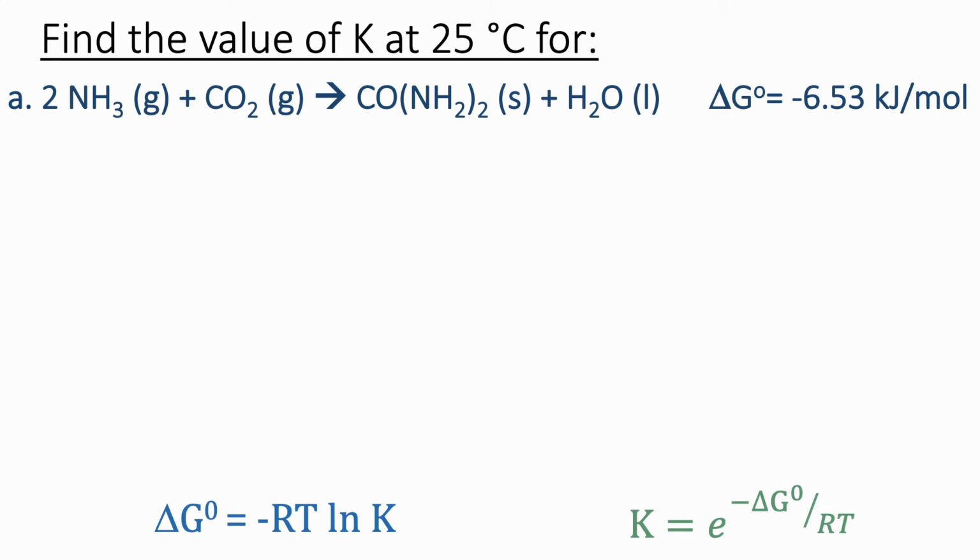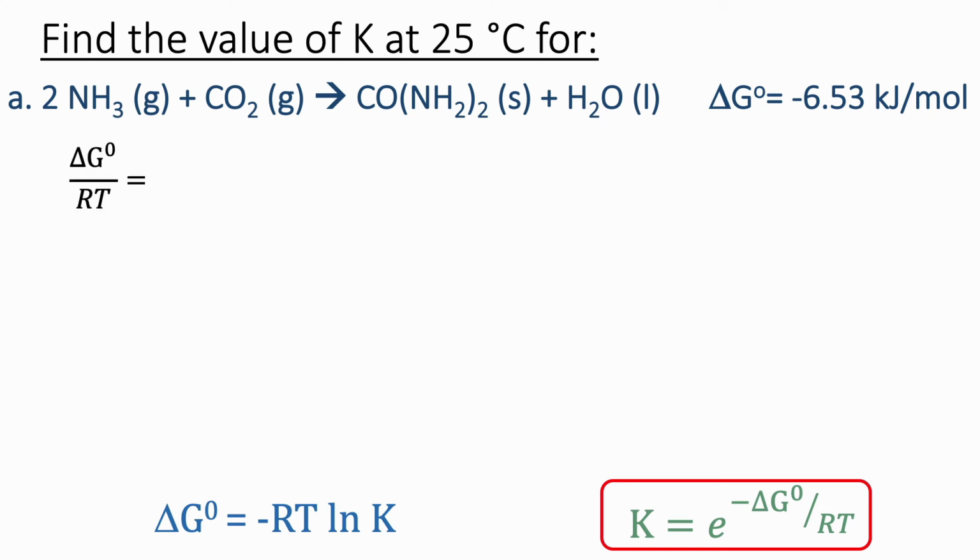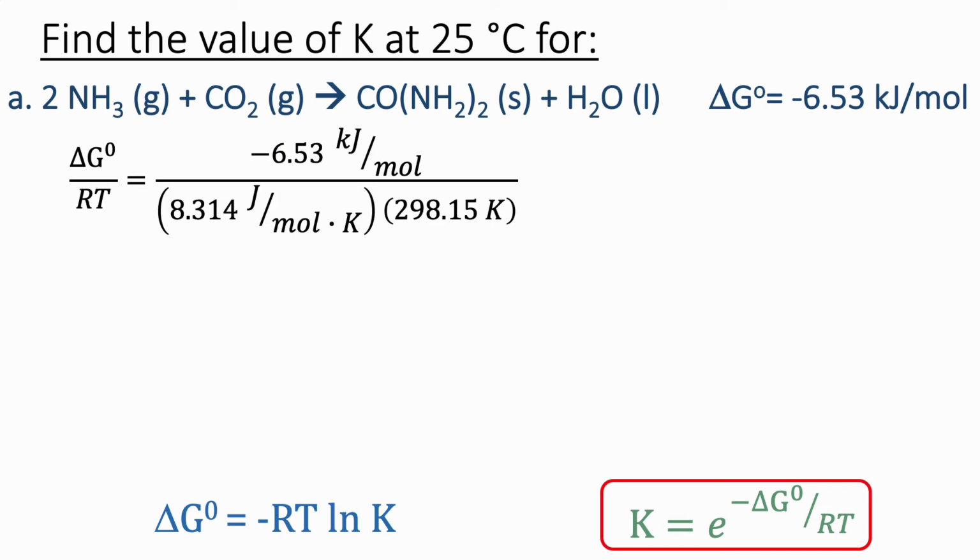So let's calculate the value of K, and we're going to use this equation here to turn our delta G naught value into an equilibrium constant. So let's first calculate what goes in that exponent there. Delta G naught over RT is going to be negative 6.53 kilojoules per mole divided by our R value of 8.314 joules per mole Kelvin times the temperature of 298.15 Kelvin. And you'll notice that we have our classic thermodynamic issue of kilojoules divided by joules.